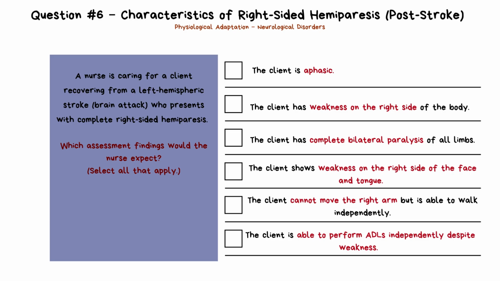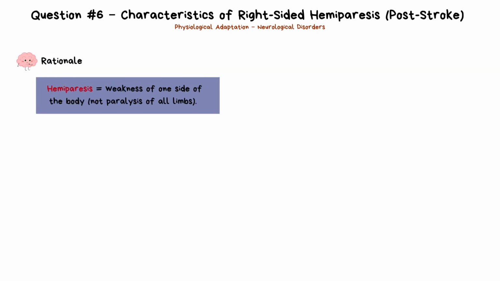Pause and reason this out. The stroke was left-sided, so which side of the body will show weakness? And what happens to speech when the left hemisphere is affected? The correct answers are options 1, 2, and 4. Let's break it down. Hemiparesis means weakness of one side, not paralysis of all 4 limbs.